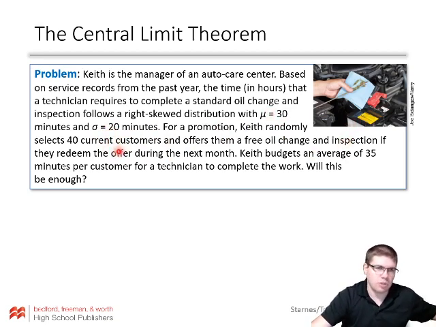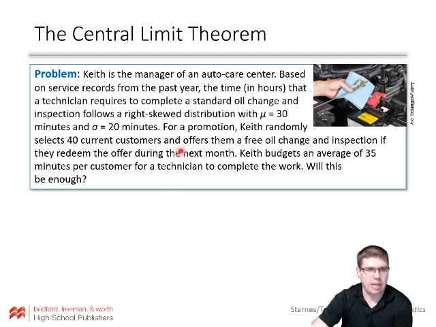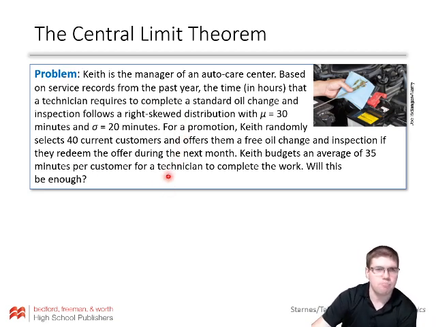You can only go so far to the left. An oil change can't go below, definitely 0, but even still a number higher than that. There's some minimum amount of time that it would potentially be done in. So that's the shape to start with. For a promotion, Keith randomly selects 40 current customers and offers them a free oil change and an inspection. If they redeem the offer during the next month, Keith budgets an average of 35 minutes per customer for a technician to complete the work. Will this be enough?